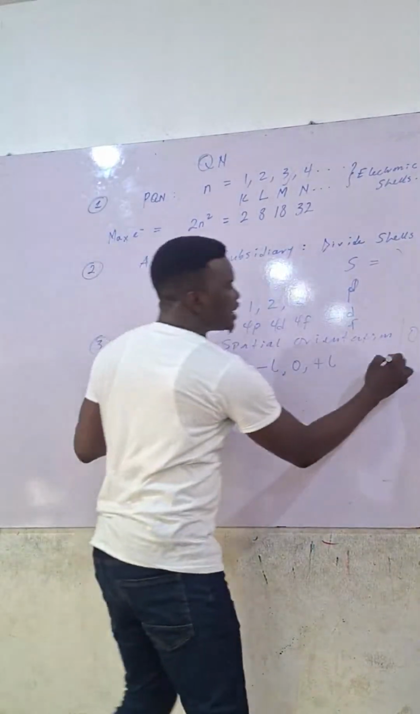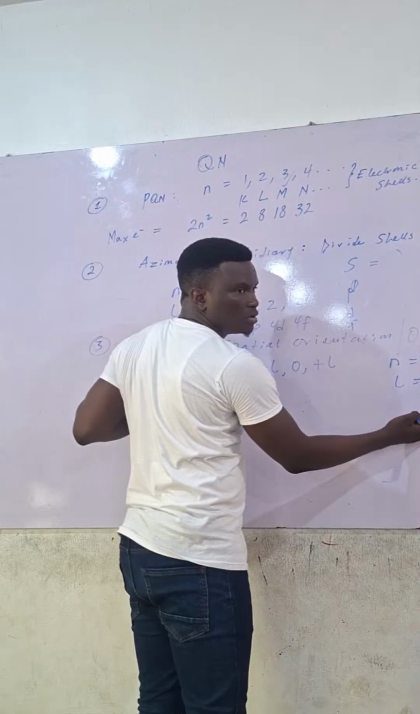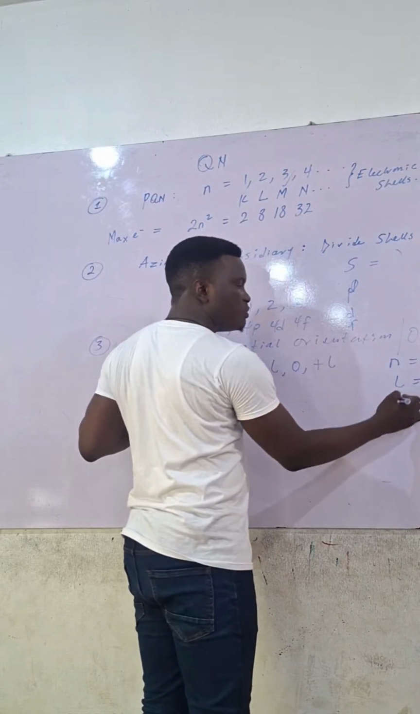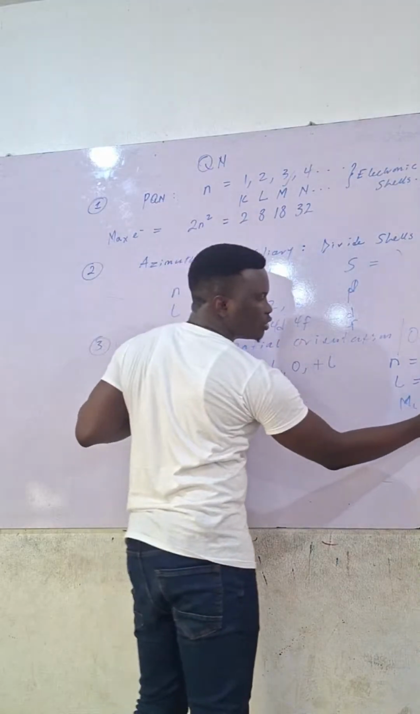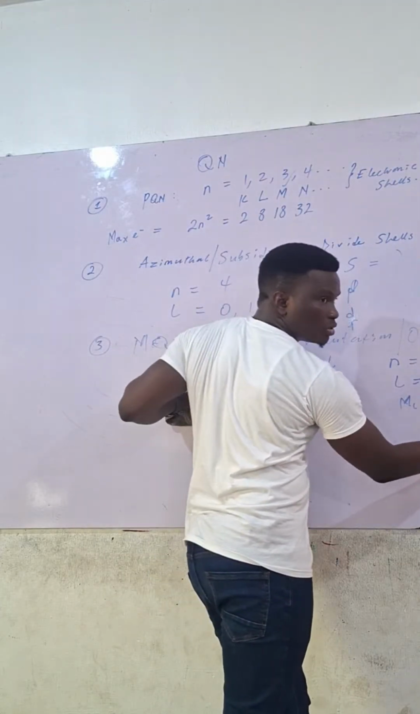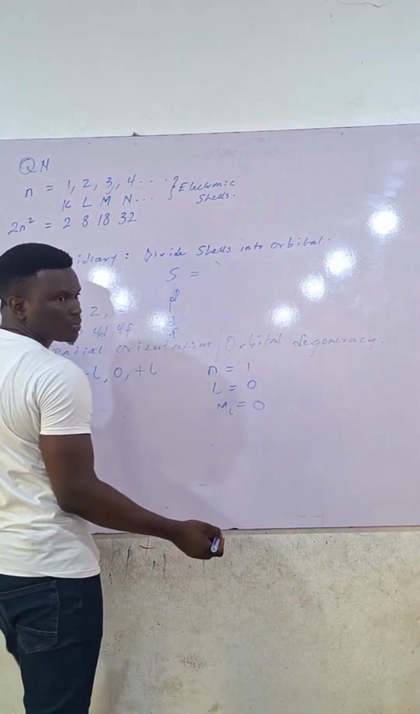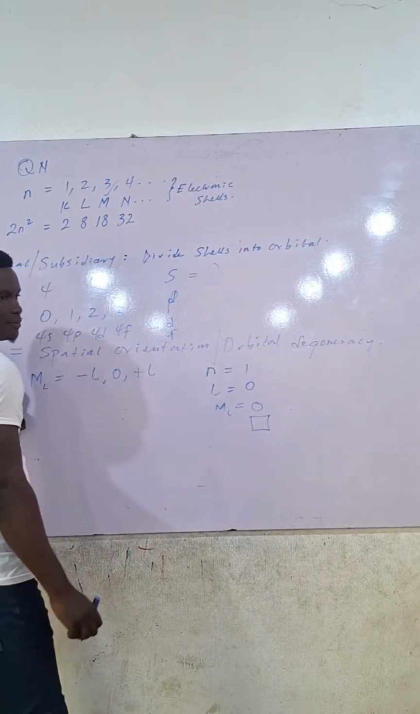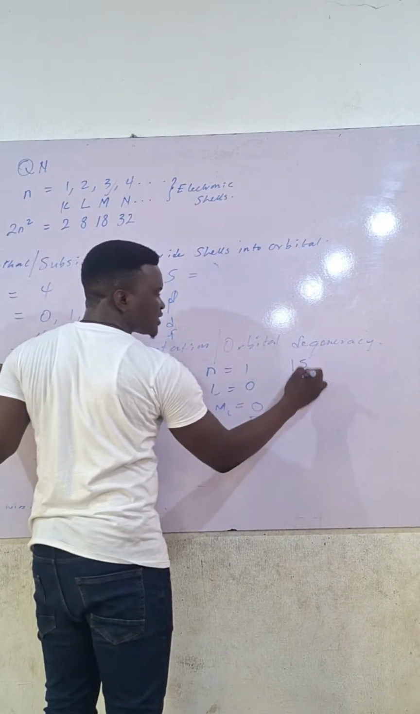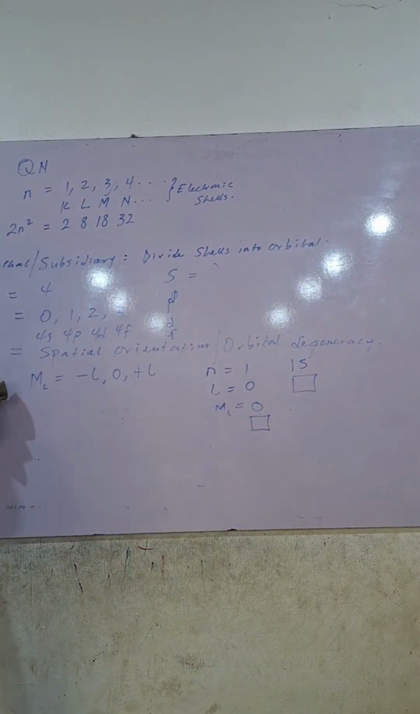You know that we said when n is equal to 1, what will L be? 0. ML will now be, since L is 0, there is nothing like minus 0 or plus 0. So if L is 0, then ML will also be 0. That means it will not be divided. It's just 1, so this is 1s. Then it has just one orbital. I hope you are following that.